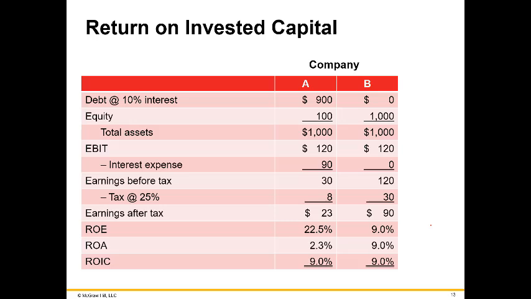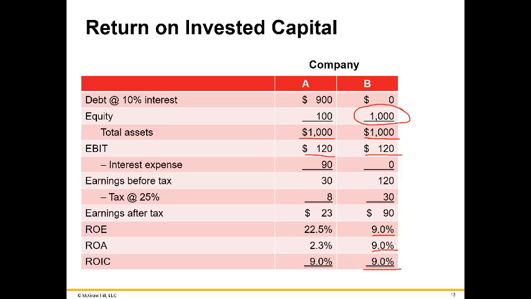So the book has a really cool example, and you can see the math is super simple. They just put some round numbers in here. Two companies that have the exact same asset base, $1 million worth of assets each, and the exact same earnings, $120,000 worth of EBIT. But one is 100% equity. Company B, all equity, no debt at all. So of course their assets to equity ratio would be 1. They don't have a debt to equity ratio. And you can see that the ROA is the same as the ROE. And of course, it's the same as the ROIC, 9%.